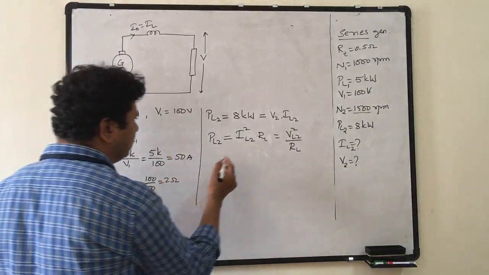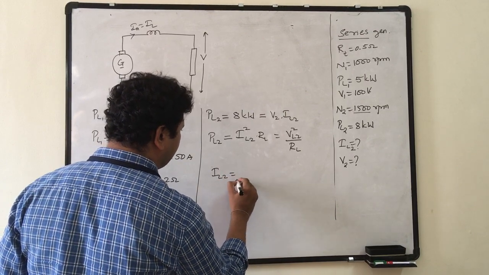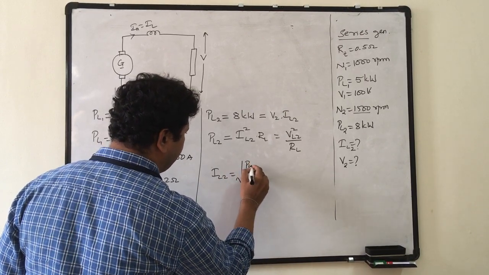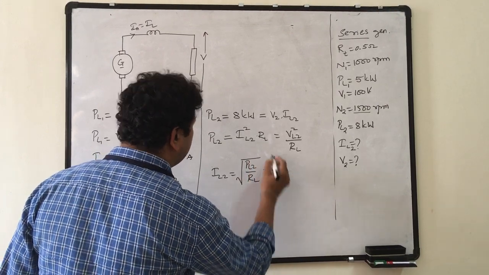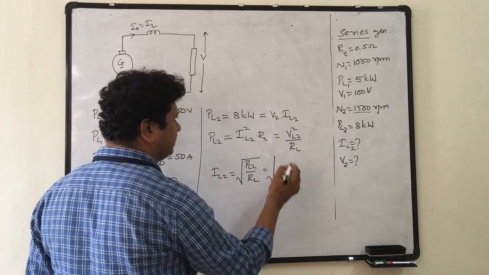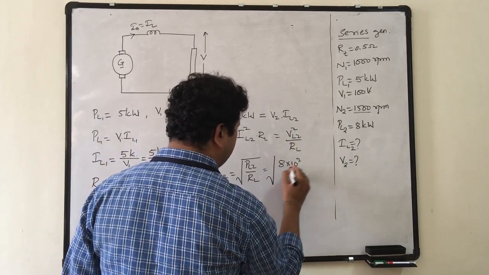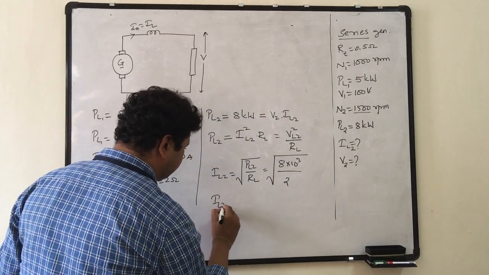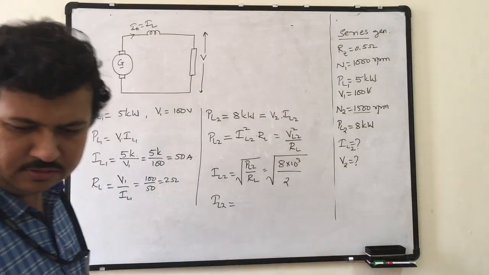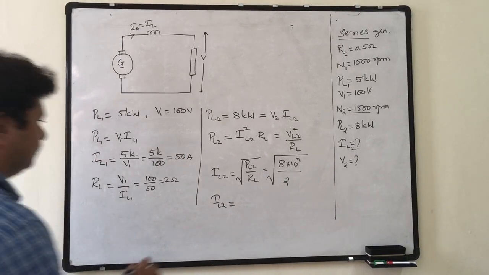So now I can get IL2. IL2 is equal to under root PL2 by RL. The new load is increased to 8 kilowatts, that is 8 into 10 to the power 3 divided by 2. So IL2 is 63.24.